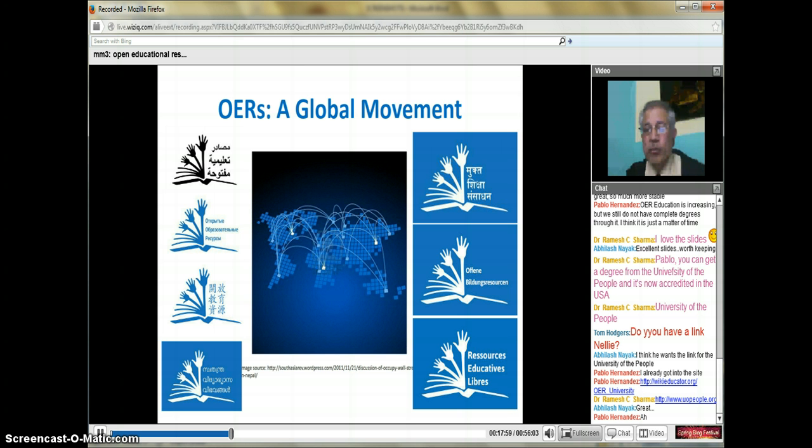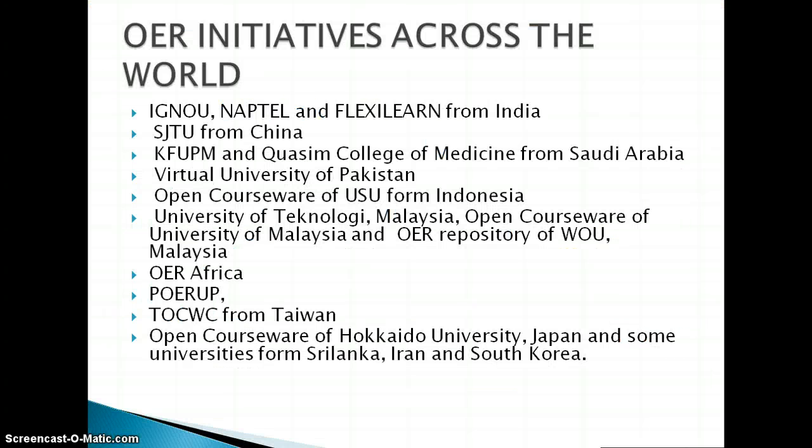In this part of his presentation, he talked about the different initiatives by agencies like, as you can see here, IGNOU, NPTEL and FlexiLearn from India, SGTU from China, KFU, PM and Qasim College of Medicine from Saudi Arabia, Virtual University of Pakistan, Open Courseware of USU from Indonesia, University of Technology Malaysia, Open Courseware of University of Malaysia, and OER repository of WU Malaysia, OER Africa, POER UP, TOCWC from Taiwan, and Open Courseware of Hokkaido University Japan, and some universities from Sri Lanka, Iran and South Korea.